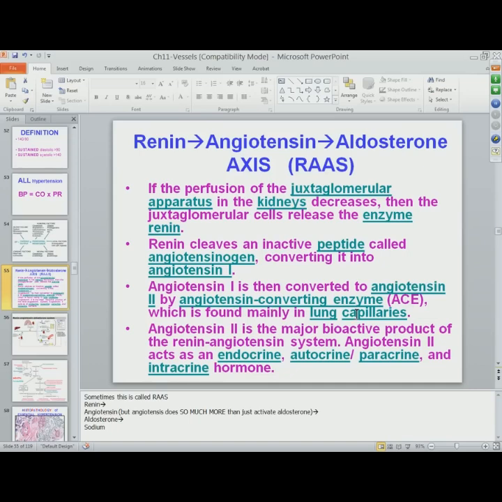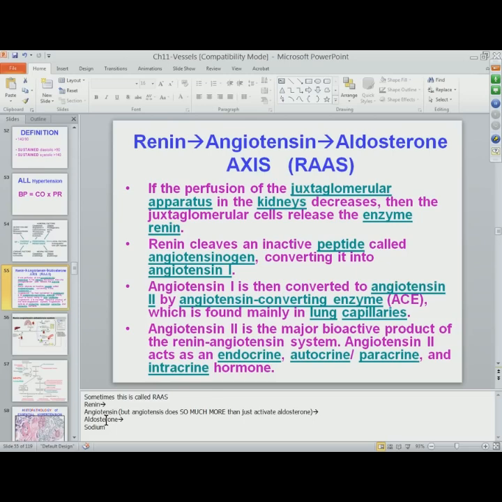And that little enzyme is found chiefly in lung capillaries. Now, once you've got that angiotensin 1 converted to angiotensin 2, you've got your active product. And angiotensin 2 does a whole wide variety of things. But to keep things simple, the reason why it's called RAAS is we're going from renin to angiotensin 1, converted by the ACE enzyme to angiotensin 2, which then does a bunch of things, but the main thing that it does, it causes release of aldosterone.